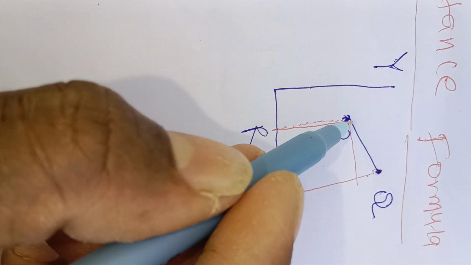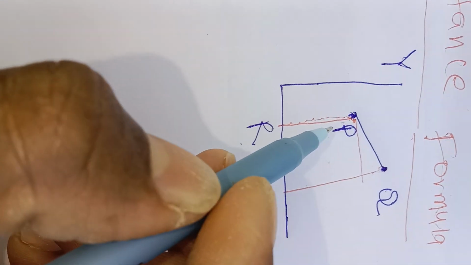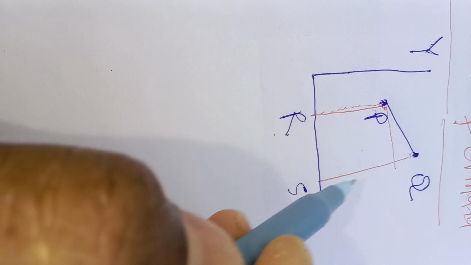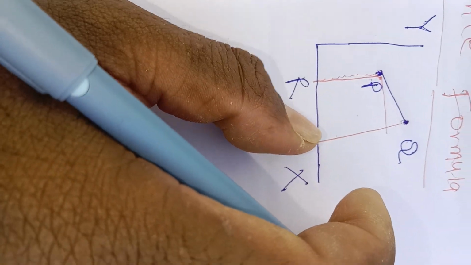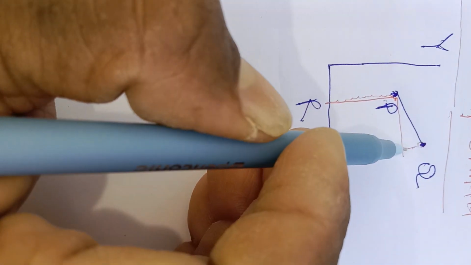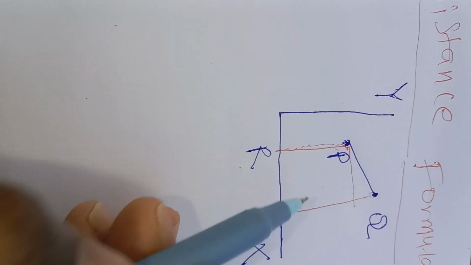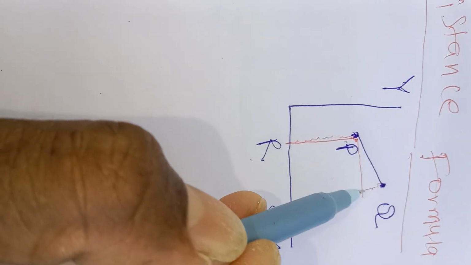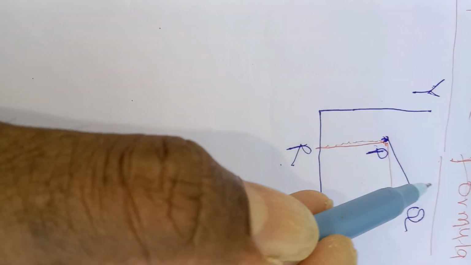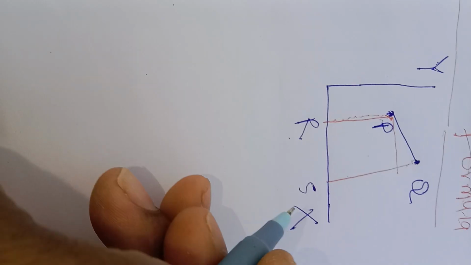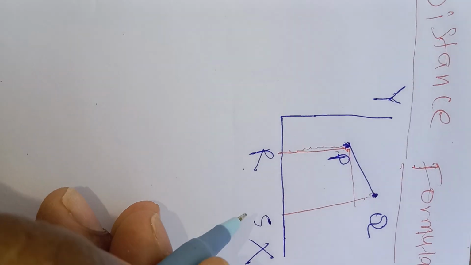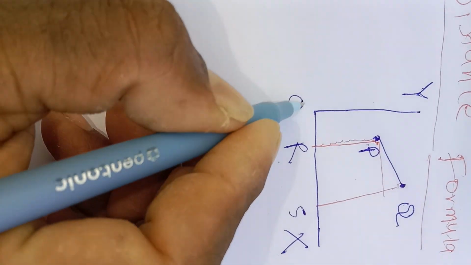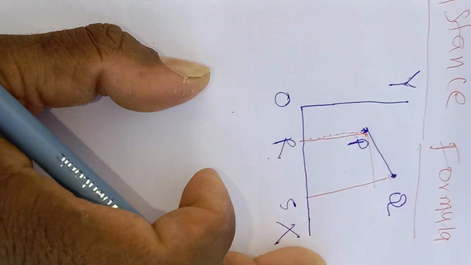Here we have drawn a line from P which is perpendicular to the x-axis. Similarly, we have drawn a line from Q which is perpendicular to the x-axis. Similarly, we have drawn a line from P which is perpendicular to QS. Okay, this is the construction of the graph to find the distance between the 2 points. This is the origin of the graph, called O.